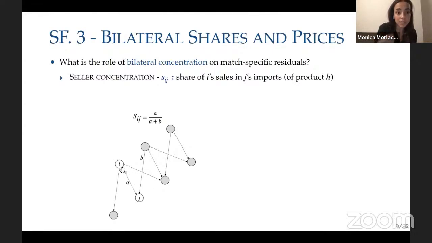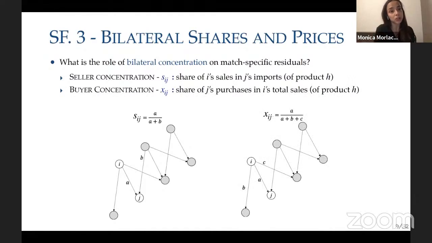In order to compute the seller share, we take total imports for buyer J, and this is going to be A plus B, and we compute the share of firm I in total imports of firm J, and this is obviously A over A plus B. This S is going to be our seller's share measure, it's going to measure exporters concentration, so concentration among exporters. We're going to build a similar measure for concentration among importers or buyers.